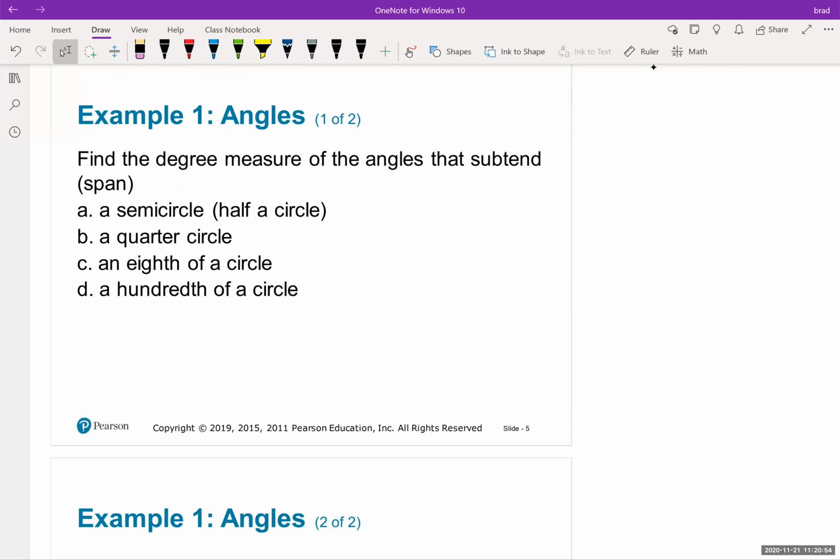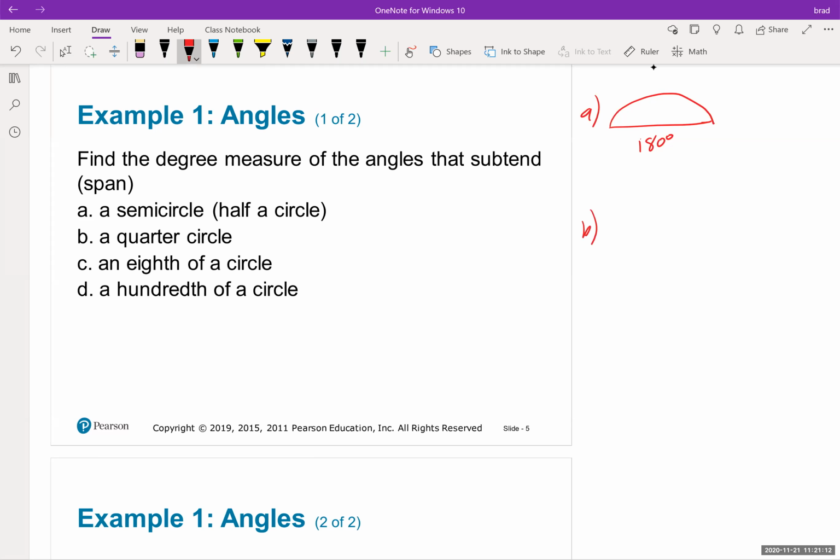Okay, find the degree measure of the angles that span a semicircle. So let's do part A over here. Let's draw a semicircle. That would be 180 degrees, right? Because that's a straight angle.